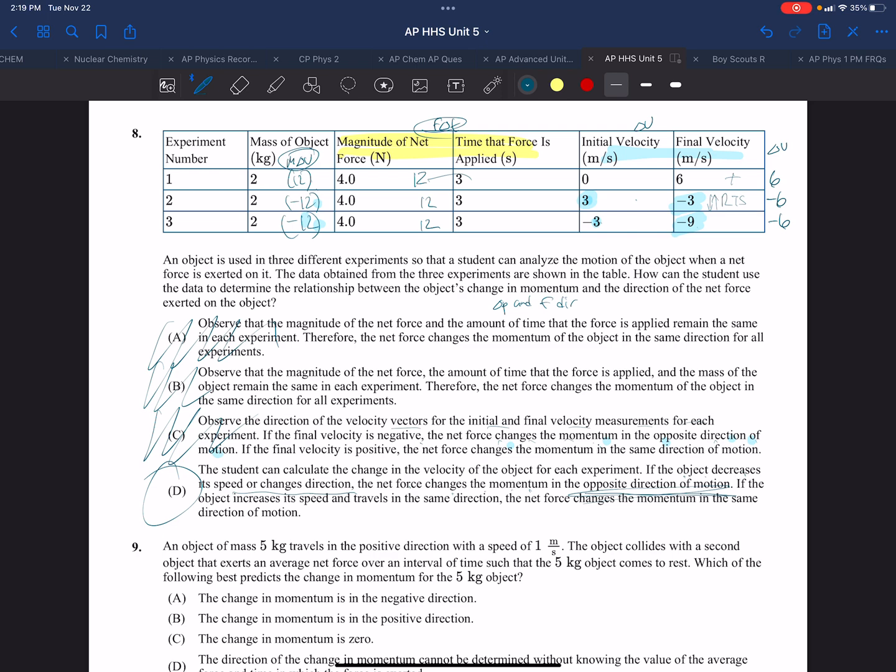And in the third case, the velocity increased. Increases its speed, well, okay, and travels in the same direction, that's the last one. The net force changes the momentum in the same direction of motion. We notice the change is minus 12, and the initial velocity is minus 3. So we have a whole bunch of true statements in number 8.